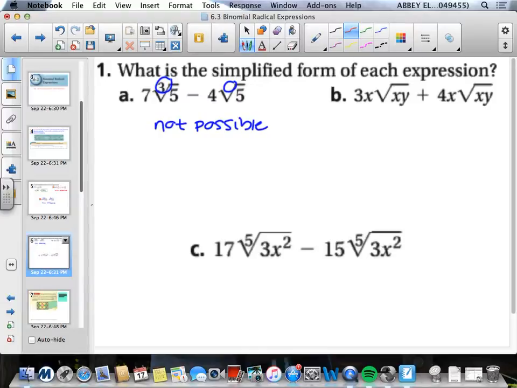On B, same steps here. I got to check my index and I got to check my radicands. I see that we're taking the square roots of both of those, so my indexes are the same. And then under my radicals, I have the exact same thing. So I'm good to go. I can combine my outside numbers. I have 3x square root of xy plus 4x square root of xy. That gives me a total of 7x square root of xy. Okay. All I had to do was add those outside numbers to give me a total of that 7x square root of xy.